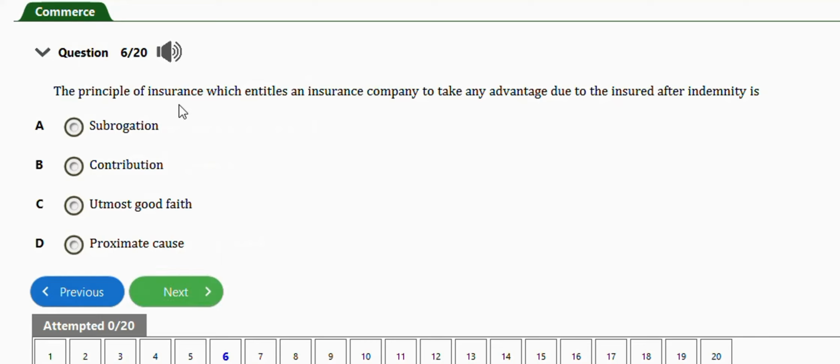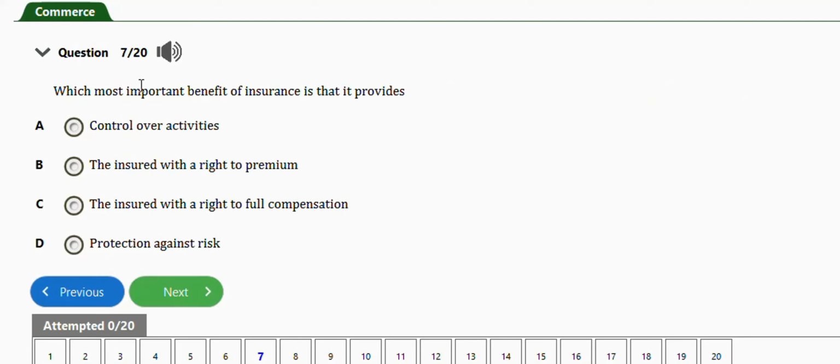Alright, next question is this one. It's a principle of insurance which entitles an insurance company to take any advantage due to the insured after indemnity is paid. So we have subrogation, contribution, utmost good faith, proximate cause. The right answer is option A, which is subrogation. Very important. Next question is this one. It says, the most important benefit of insurance is that it provides: control over activity, the insured with a right to premium, the insured with right to full compensation, protection against risk. So the right answer is option D, which is protection against risk. Okay, so this is the most important benefit of insurance.